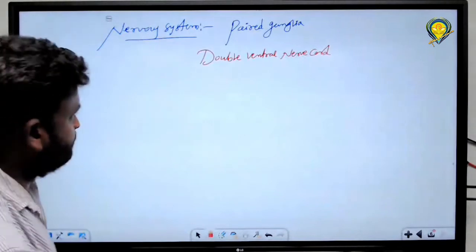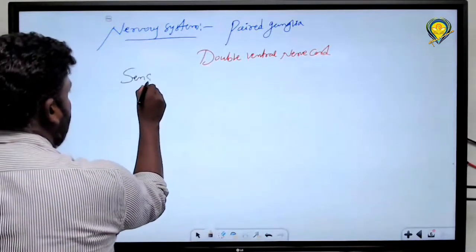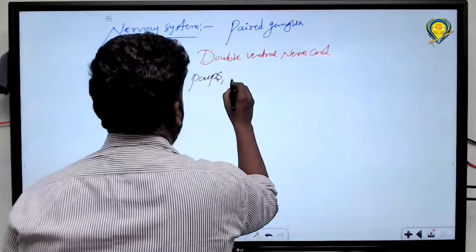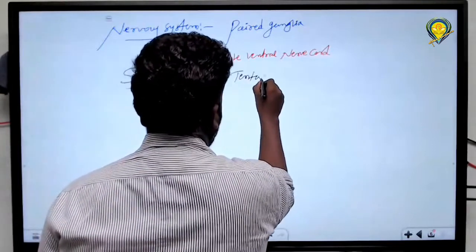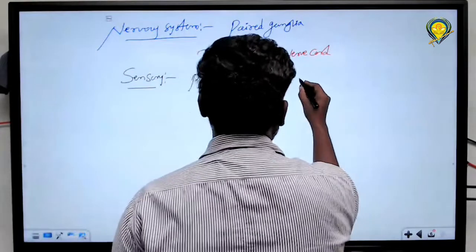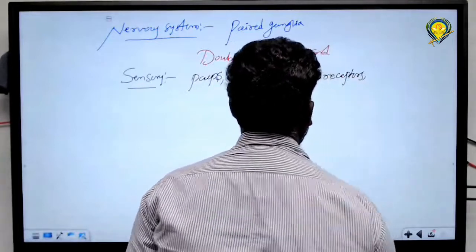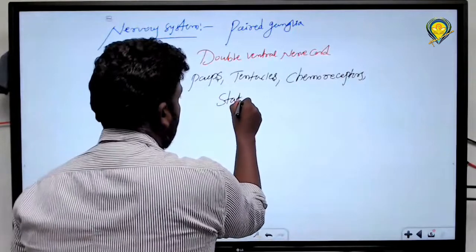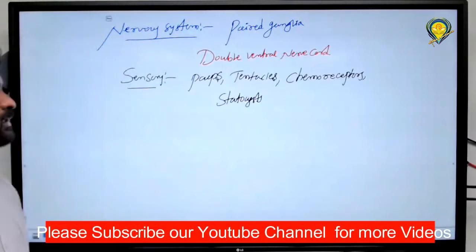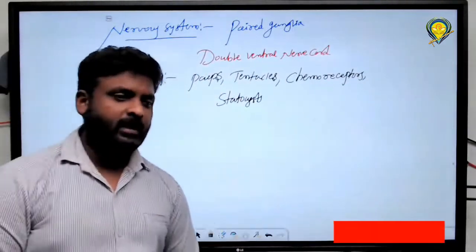Right? Next one. What about the sensory organs here? Palps, right? Tentacles, right? And next one, did you have what? Chemoreceptors also. Next one what? Statocyst. Correct? These are the sense organs of annelids, right?